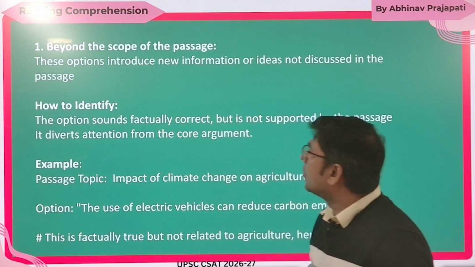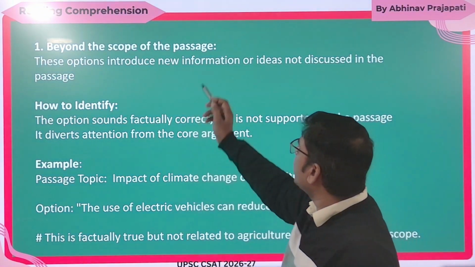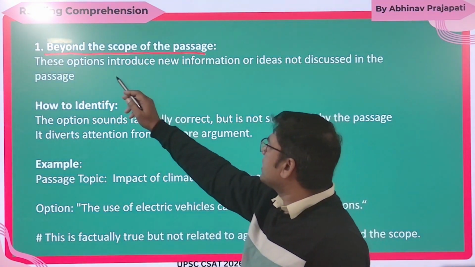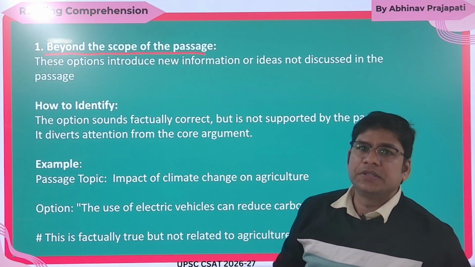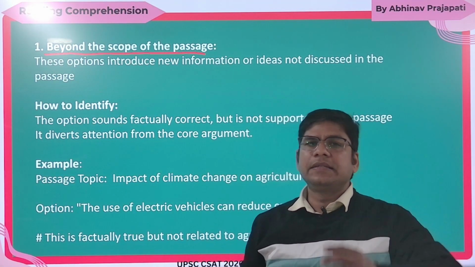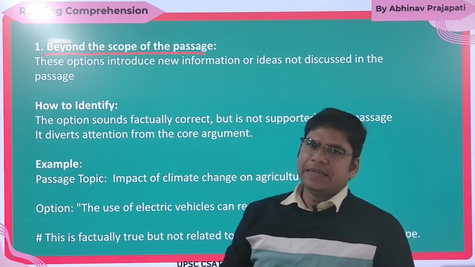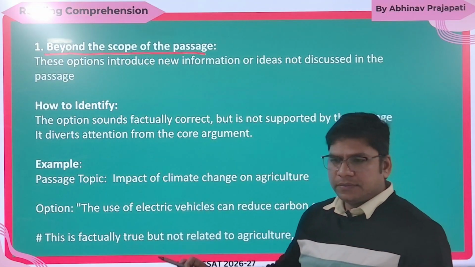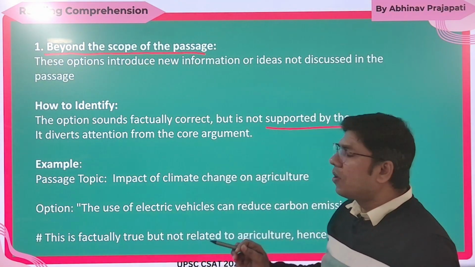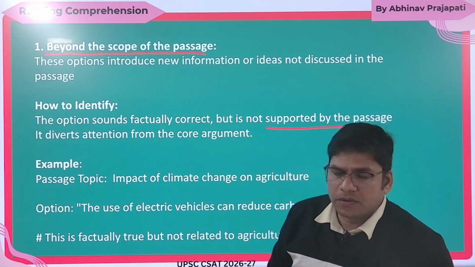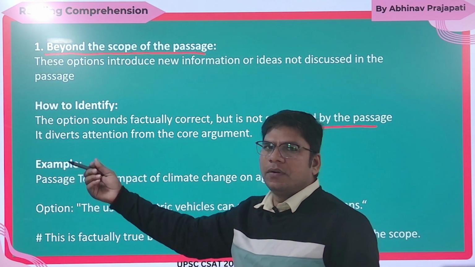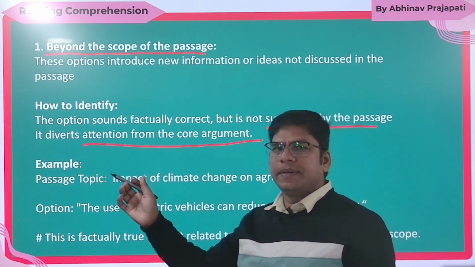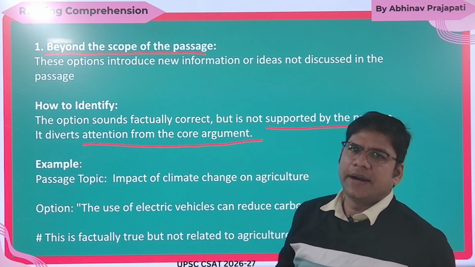The first one is beyond the scope of the passage. What kind of information is there in an option which is beyond the scope of the passage? These options introduce new information, a new idea, a new argument which is not discussed in the passage, so these types of options should be eliminated. But how to identify them? The options sound factually correct, but are not supported by the passage or aligned with the argument in the passage. What is the use of such an option? It diverts attention from the core argument. Something has been said in the passage, but in the option something different is said: a new idea, new things, a new argument.